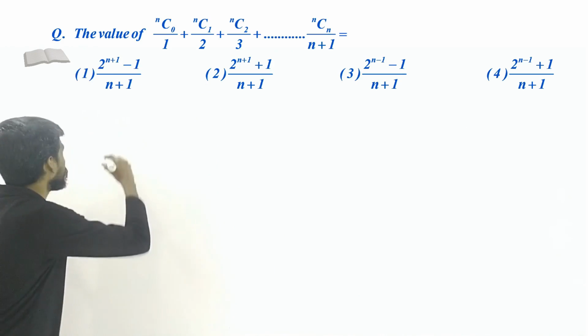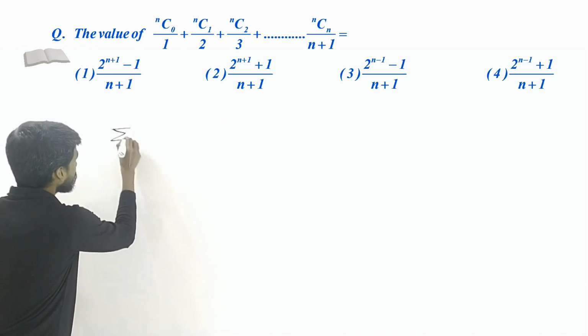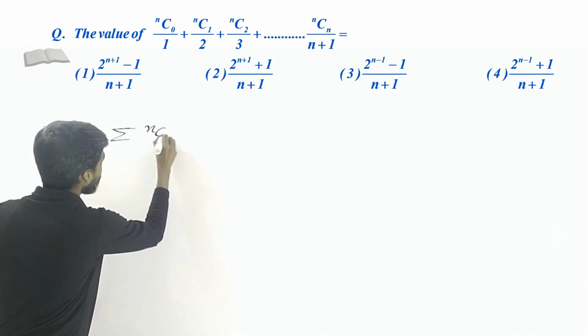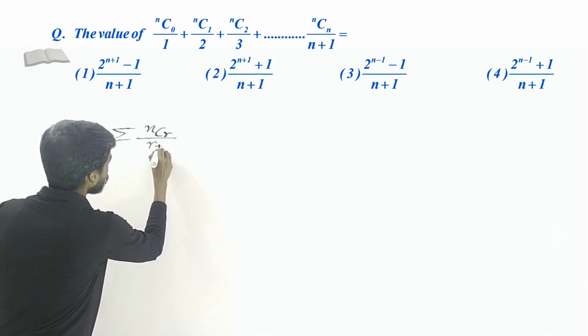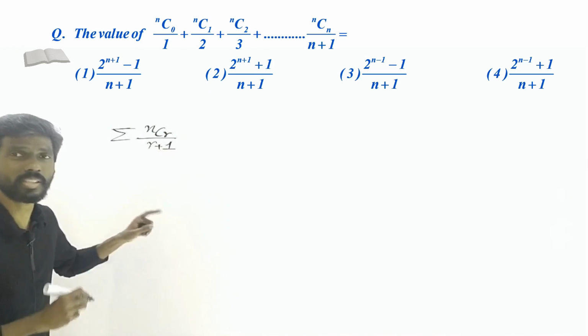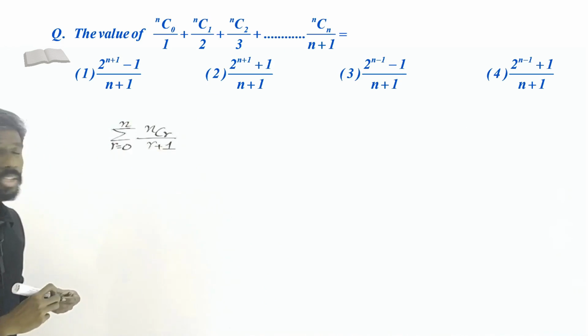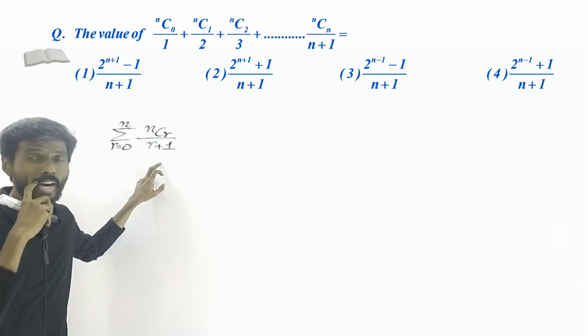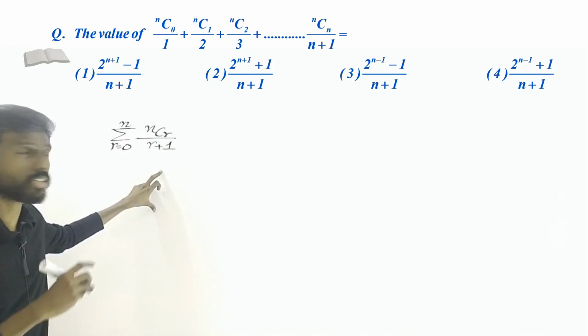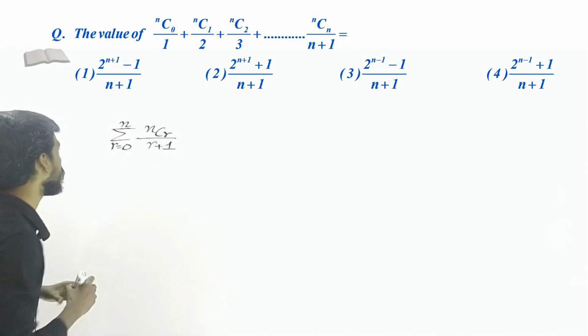See, we can also try this method. This is summation nCr divided by r plus 1. So this is the general form, right? r is from 0 to n. If you substitute r = 0, we'll get nC0 divided by 1, nC1 divided by 2, etc. So it is written in this form. Now what do you do?